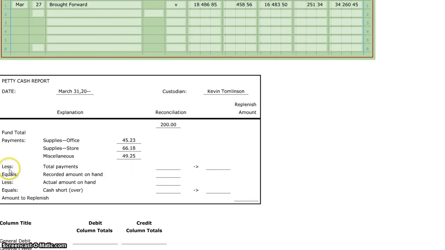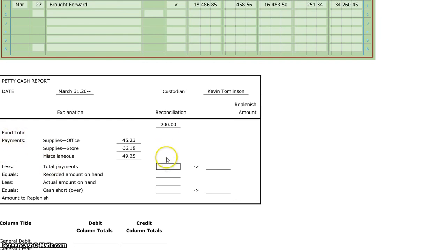Okay, now the word less right here means that we're going to subtract something. We're going to subtract our total payments. Okay, what are they talking about? What are our payments? Well, these were our payments right here for office supplies, store supplies, and miscellaneous. So we're going to total everything up, and then we're going to subtract from the fund total.